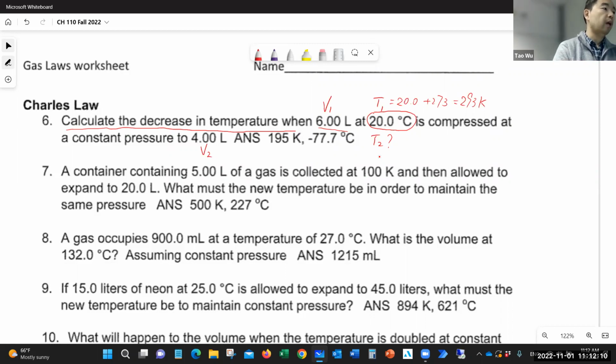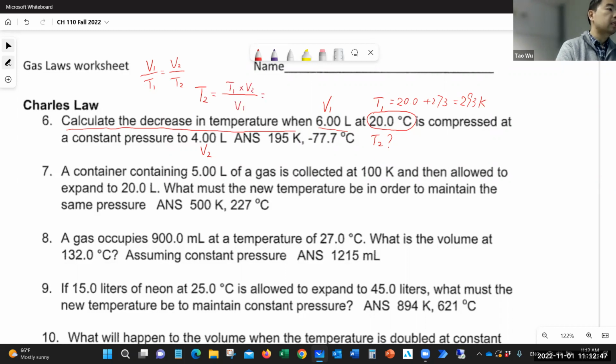So now you have V1, V2, and T1, and we're going to solve for T2. Let's set up the equation first. V1 over T1 is equal to V2 over T2, okay? Now we cross-multiply to figure out T2. T2 is equal to T1 times V2 divided by V1.